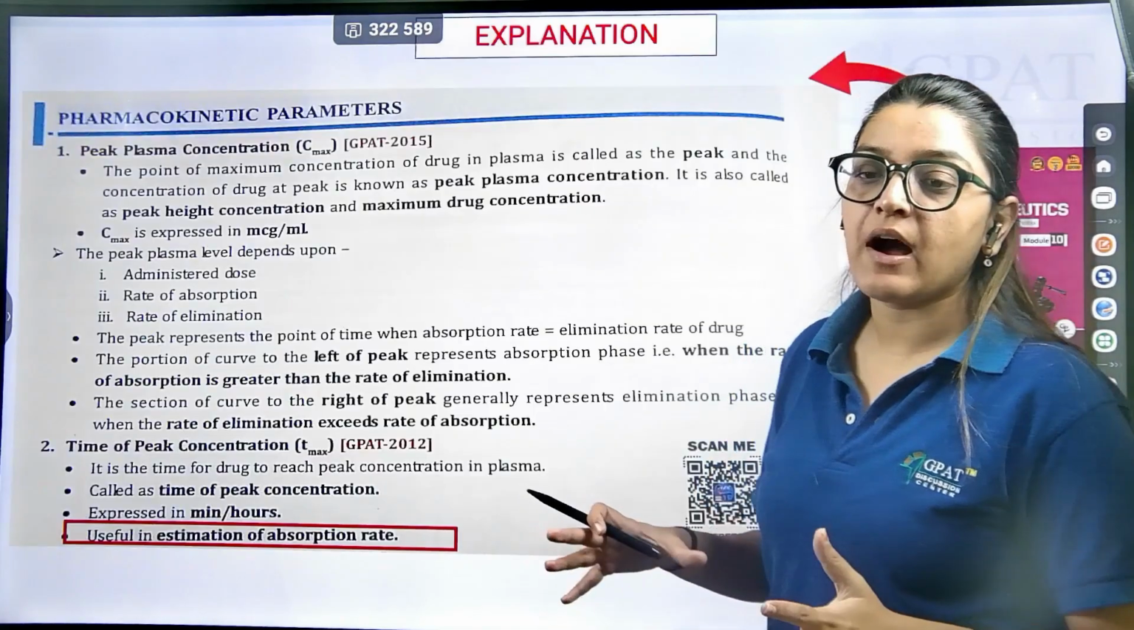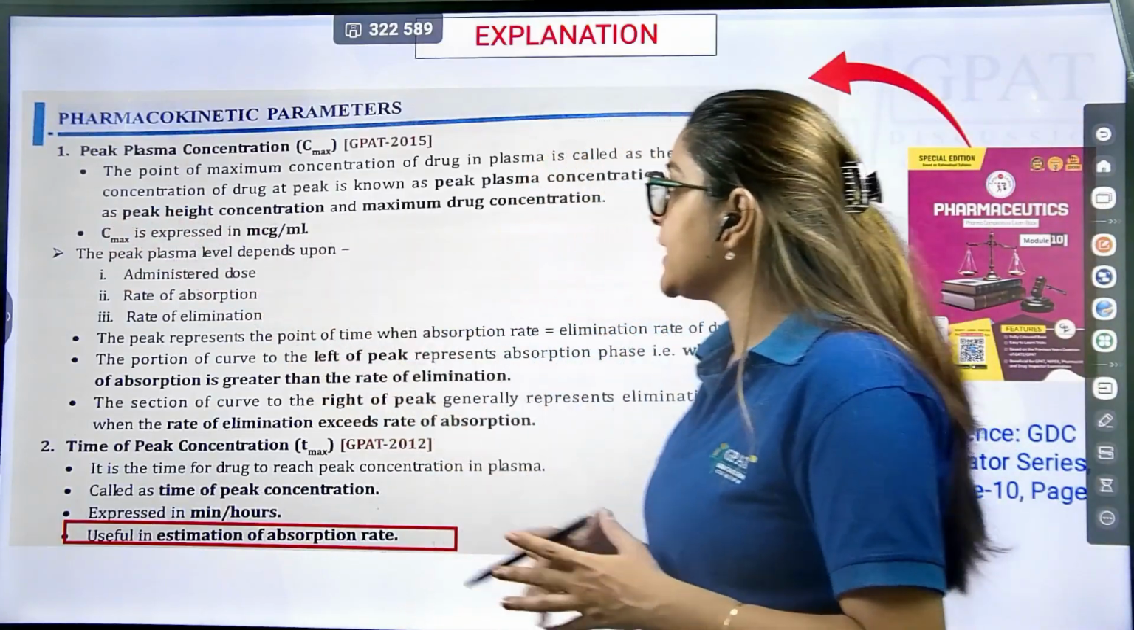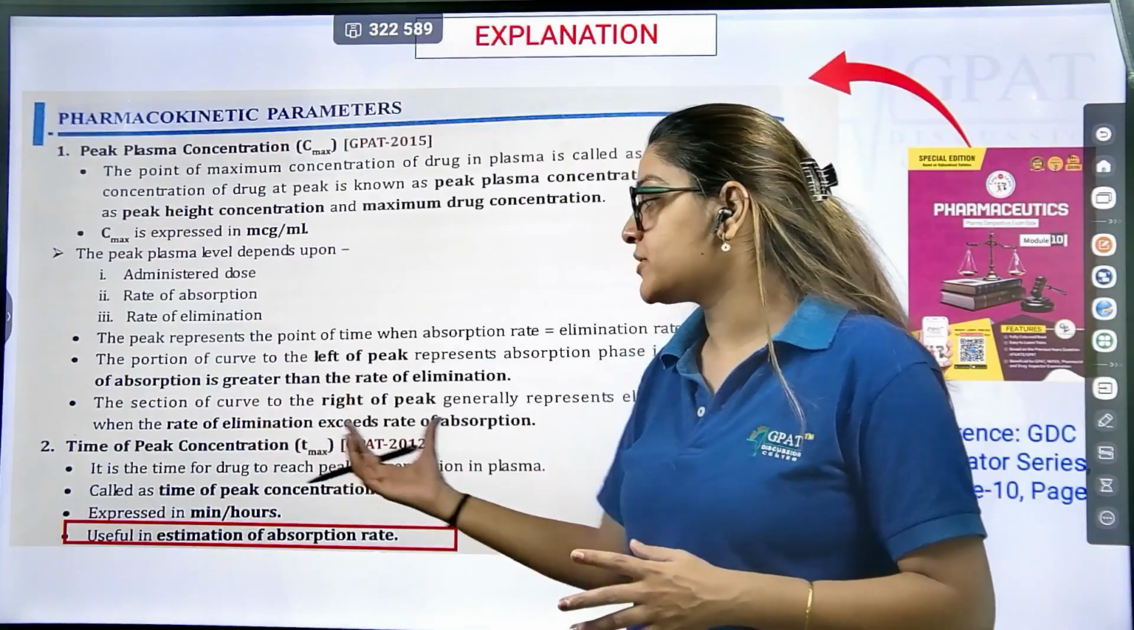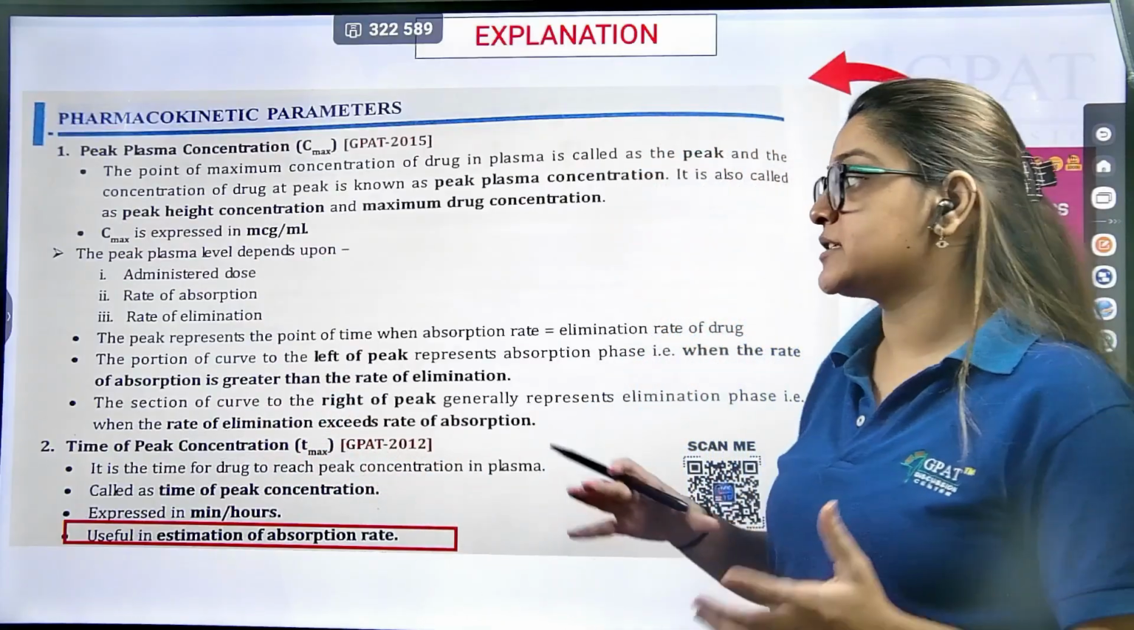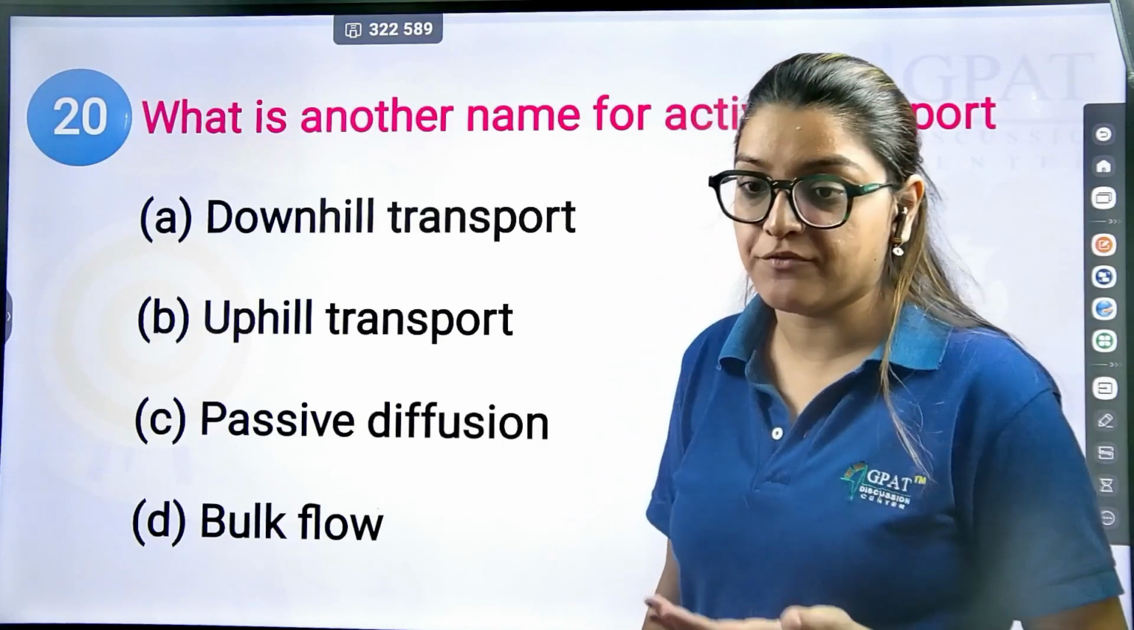So these are all the pharmacokinetic parameters. We have peak plasma concentration as Cmax, right? We have the time of peak plasma concentration, which is the Tmax, and the area under the curve, which gives the rate as well as the extent of drug absorption.